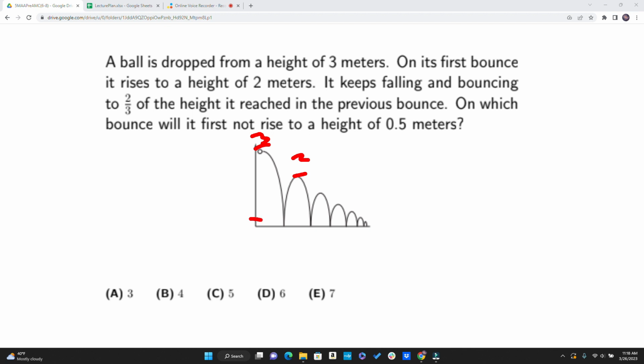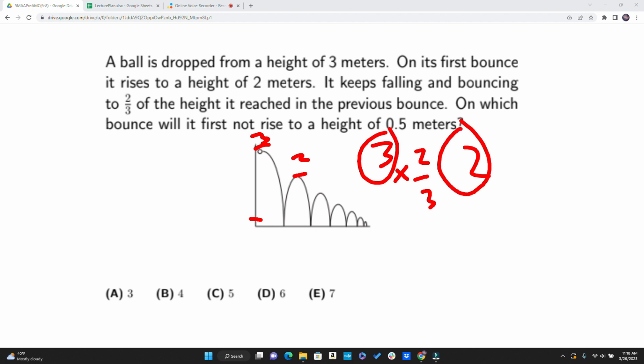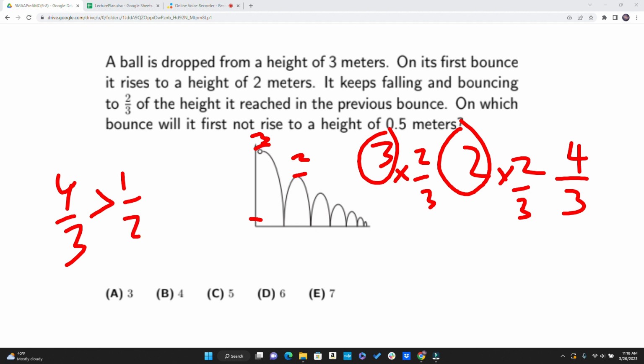Okay, so we went from 3, times 2/3, and then we got to 2. That was the next height. So 3 and then 2. So we keep multiplying by 2/3. So times 2/3, now we get to 4/3. That's the next height. So 4/3, that's bigger than half, right? 4/3 is more than 1/2 because 4/3 is bigger than 1. So it's definitely bigger than 1/2.